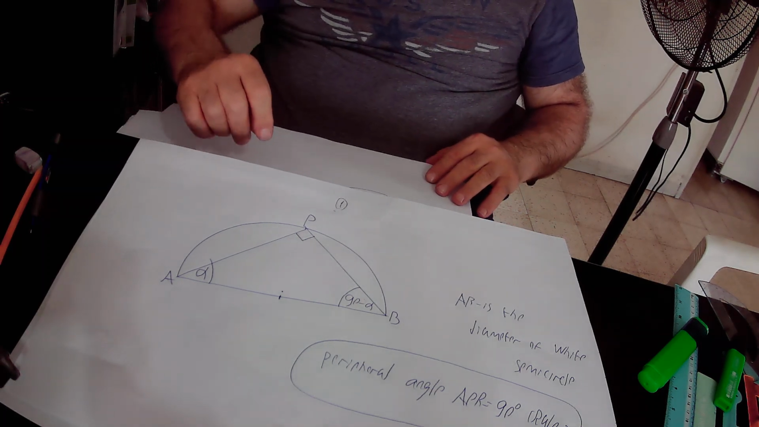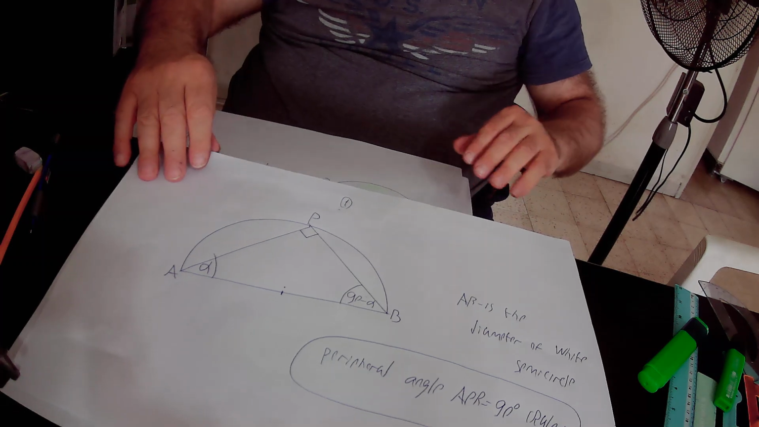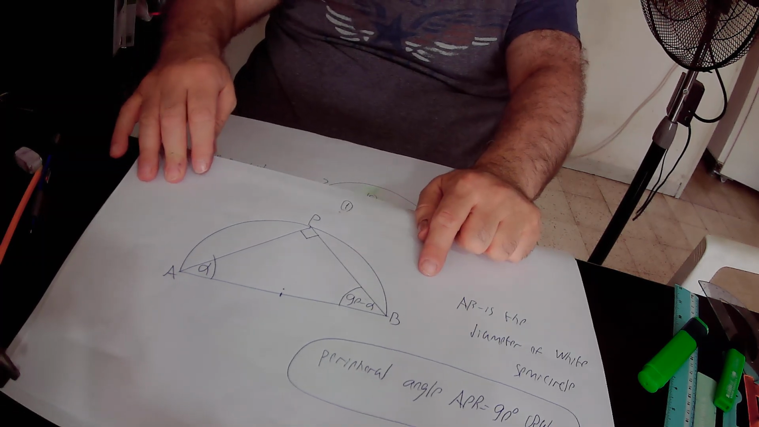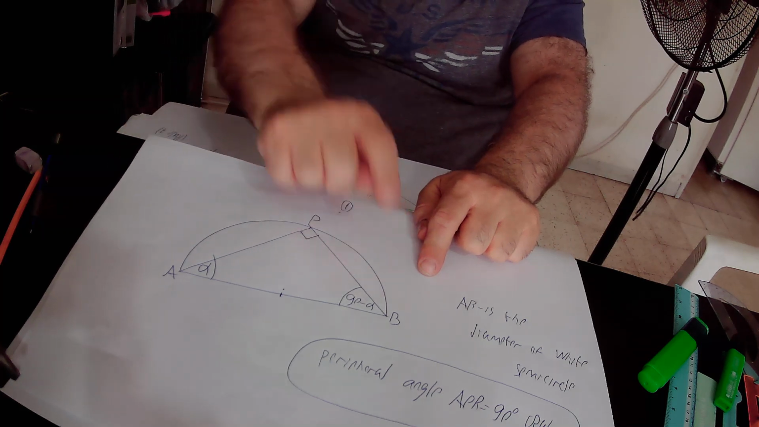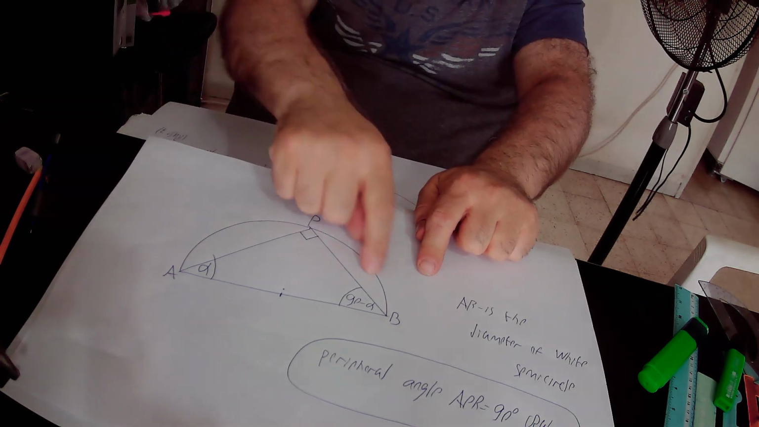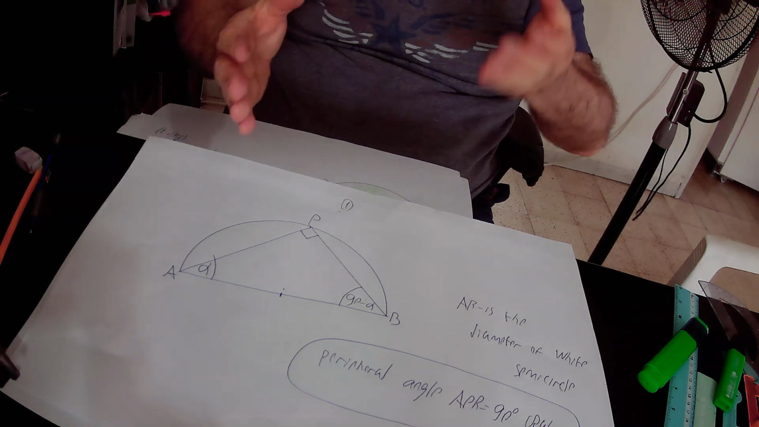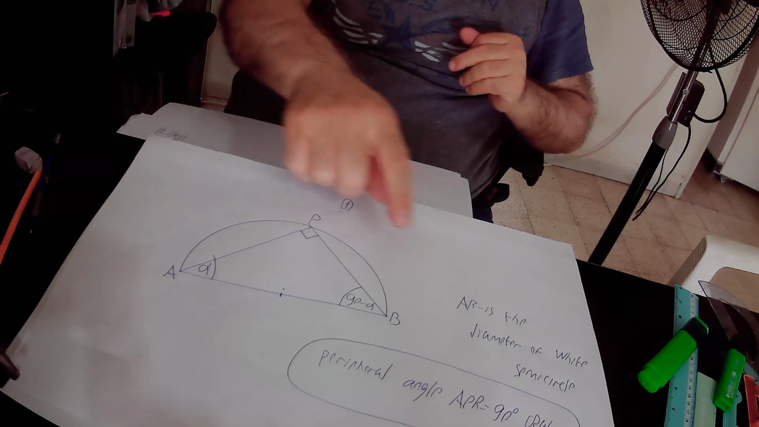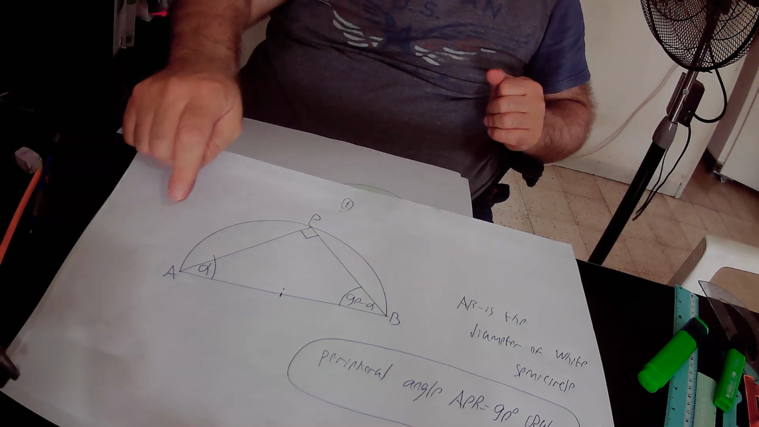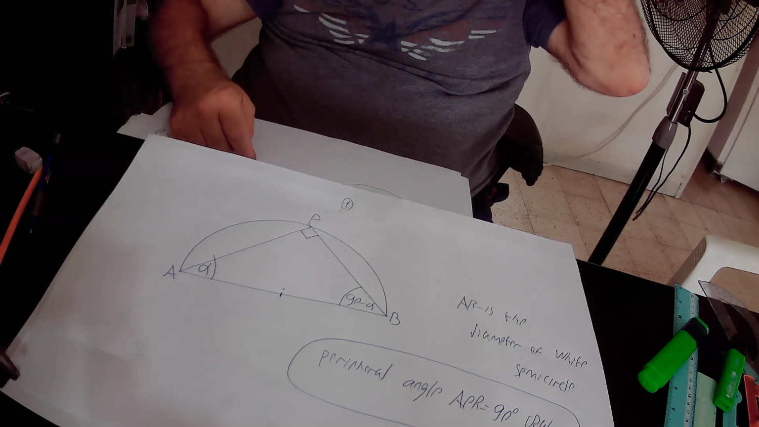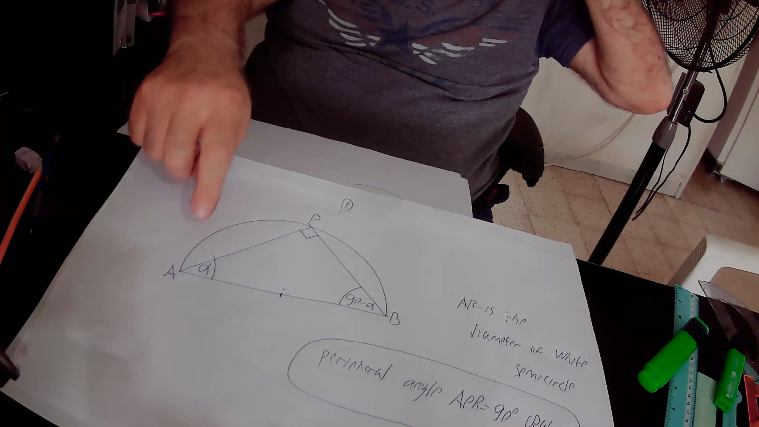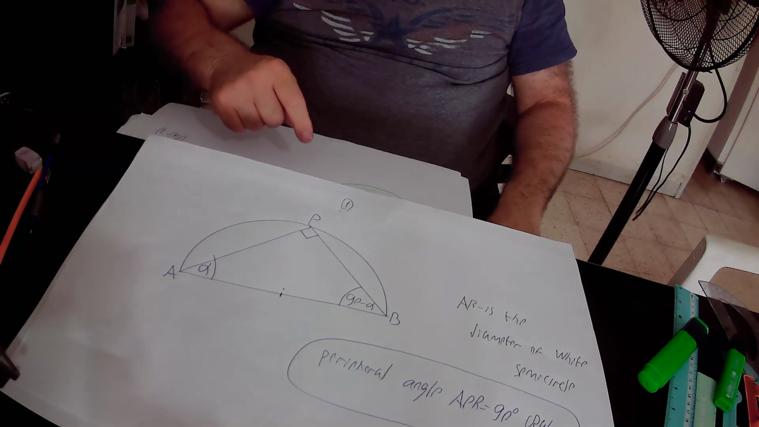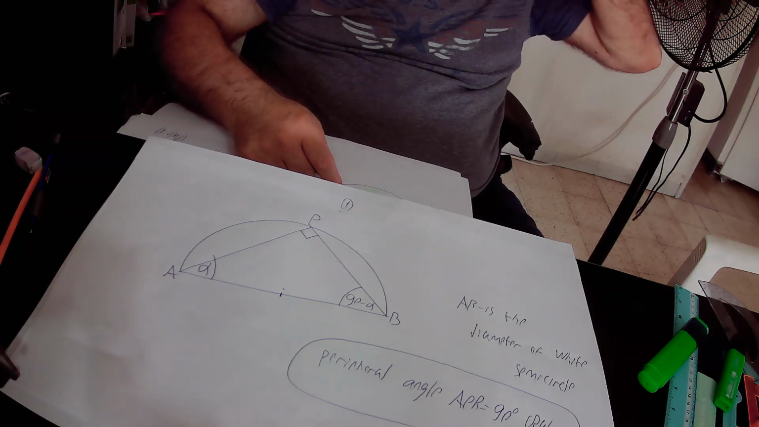By joining points P and B together by a straight line, we created here peripheral angle APB. This is peripheral angle APB. And you know that in this semicircle, AB is the diameter of this semicircle. Again, AB is the diameter of this semicircle. And we have here peripheral angle APB that is subtended on AB, the diameter of this semicircle.